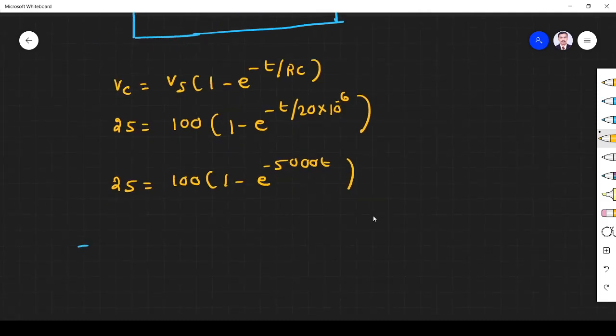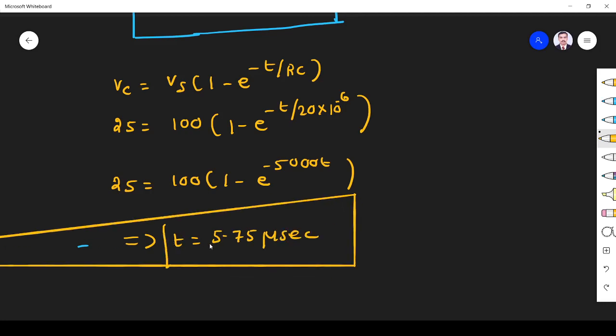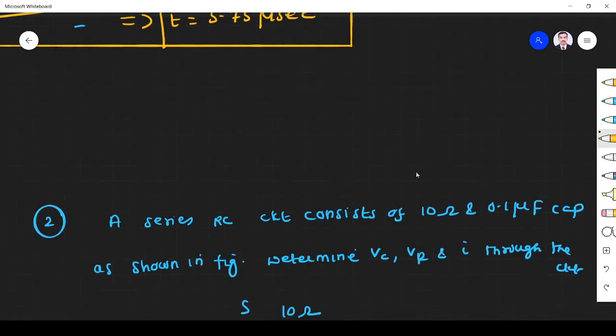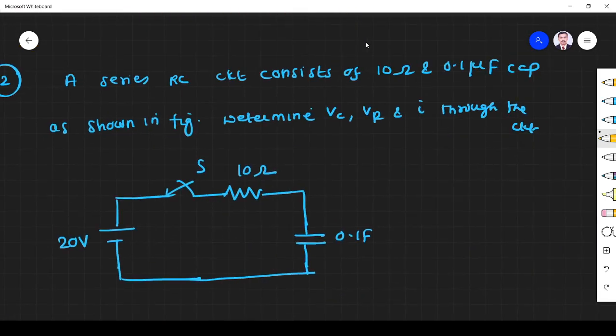So if you simplify, what you get is t is equal to 5.75 microsecond. So after 5.75 microsecond, what will happen? The capacitor voltage becomes 25 volt. Very simple problem. Okay. Second problem, a series RC circuit consists of 10 ohm, okay, and 0.1 farad.